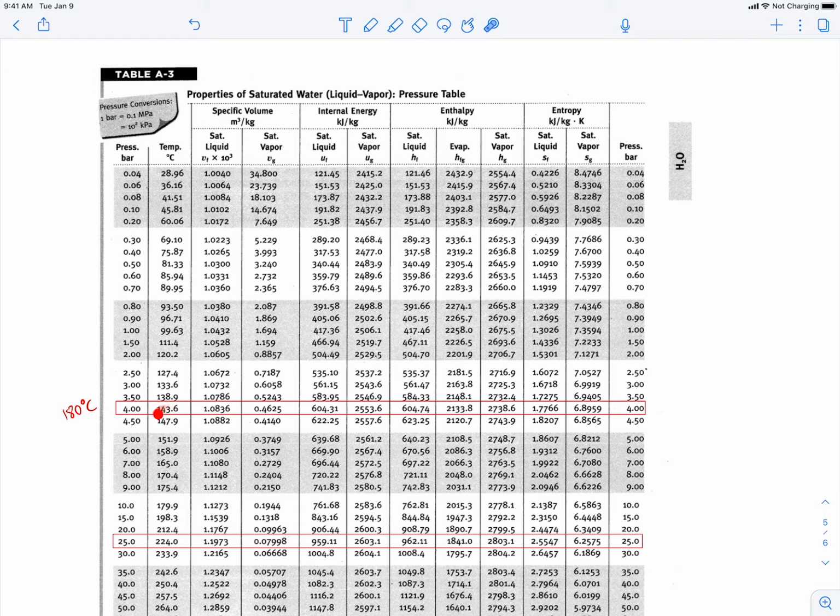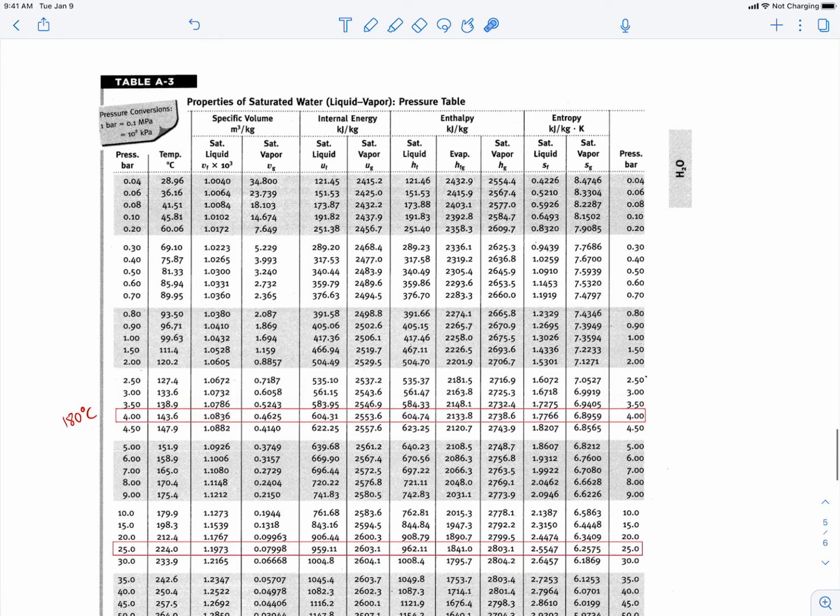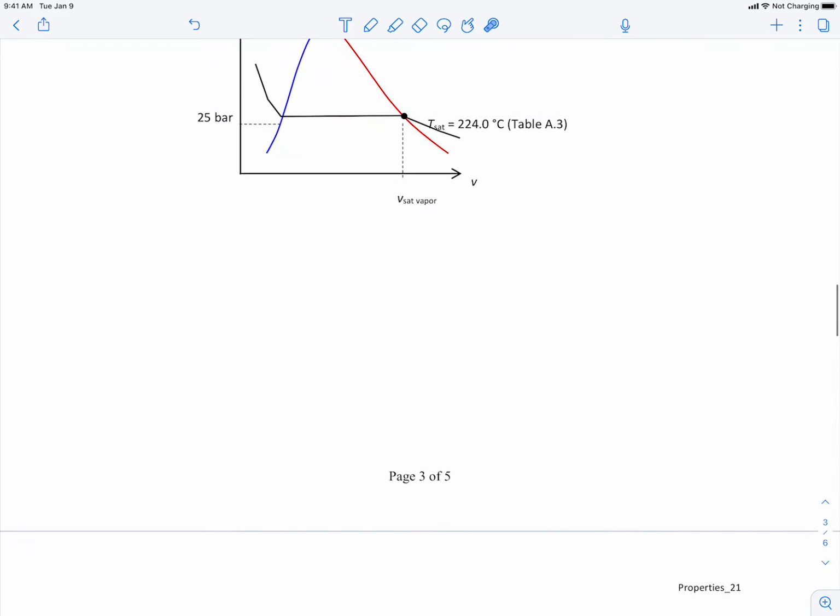This 143.6 is when it's just starting to be a mixture of liquid and vapor. We're under the vapor dome, but our temperature is higher than this, so we've gone all the way from saturated liquid vapor at 143.6. Now we're just dealing with superheated vapor. So let's go ahead and plot that one out. So let me go back up here.